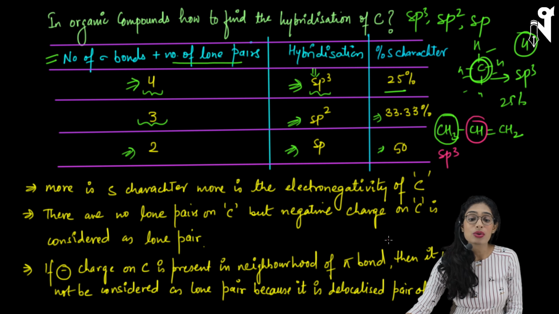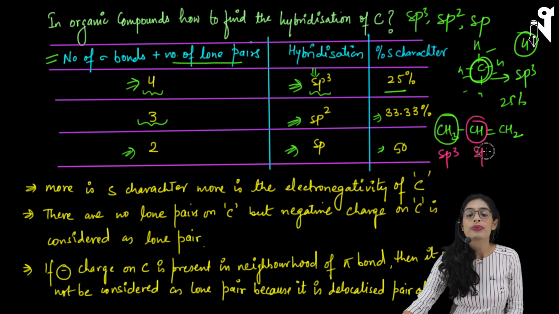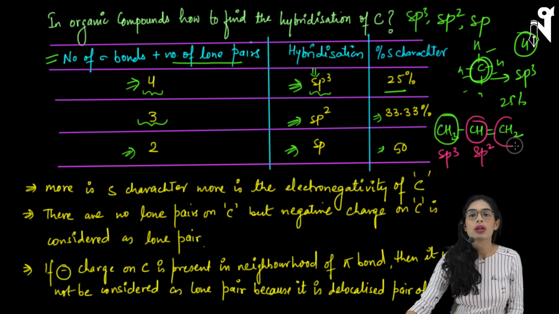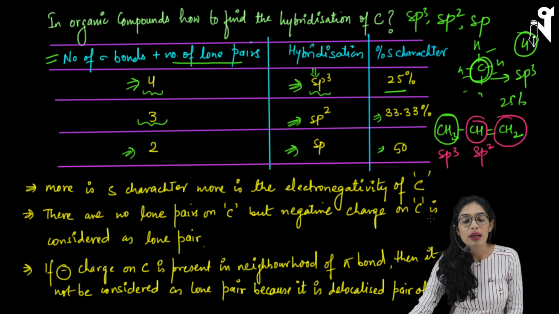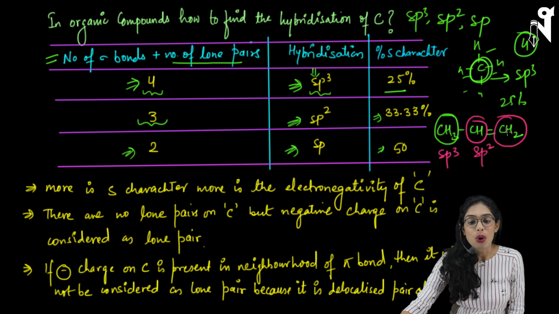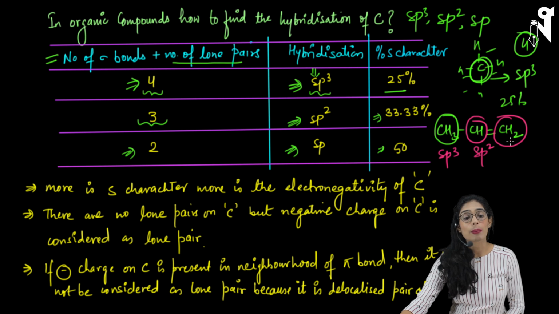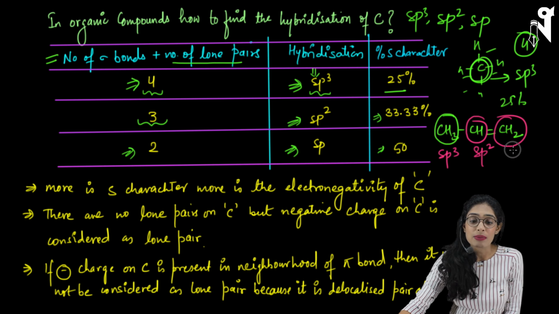Three sigma bonds are there, so the hybridization becomes sp2. And again, when you talk about this compound, how many sigma bonds are there? Sigma bonds will be two with hydrogen and one with carbon. So three sigma bonds, no lone pair. So again, the hybridization becomes sp2.